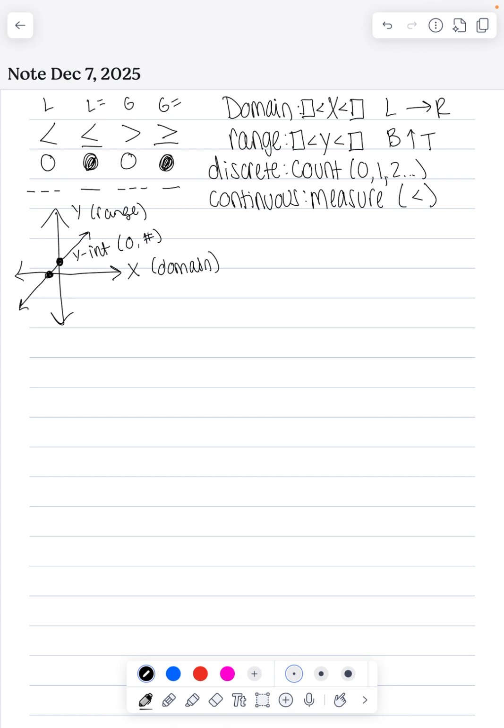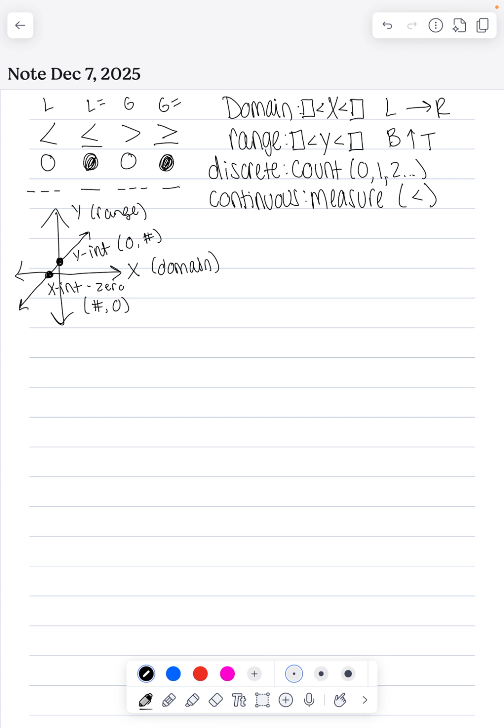And then here's my x-intercept, where it passes the x-axis. I also call that the 0. And that will always be written as whatever number it's passing through and 0. So make sure you really know how those are written.